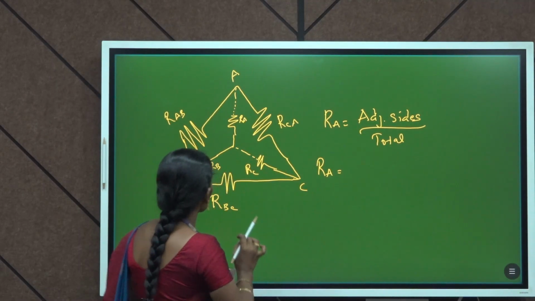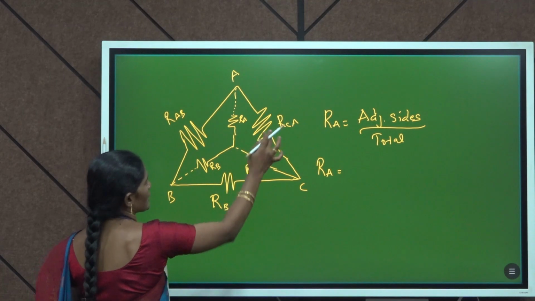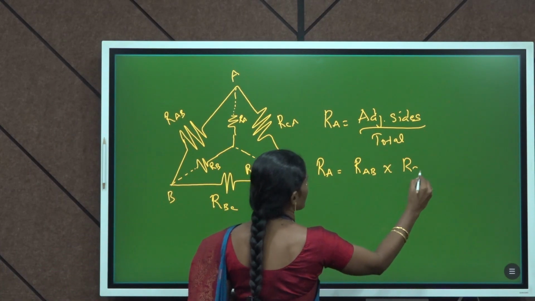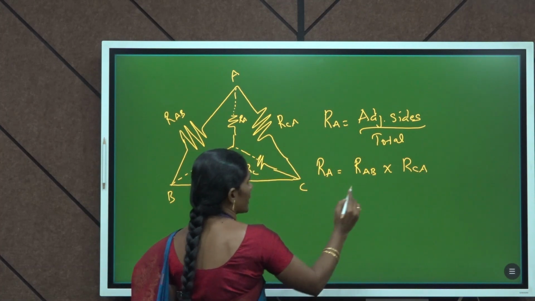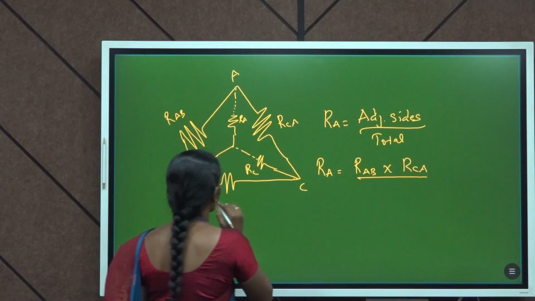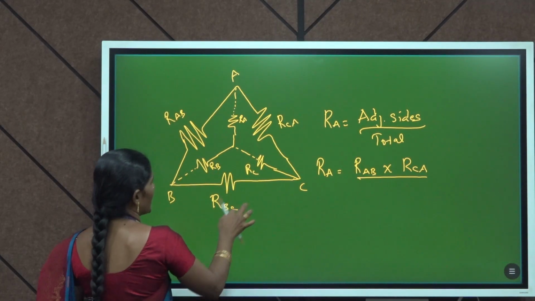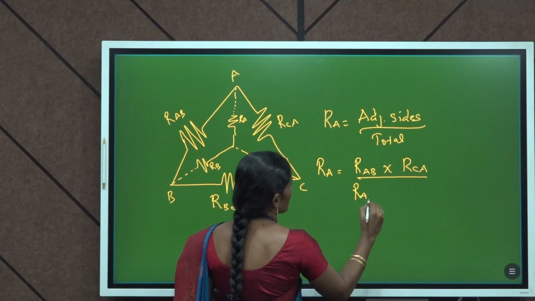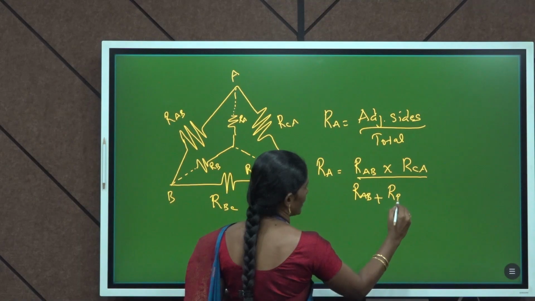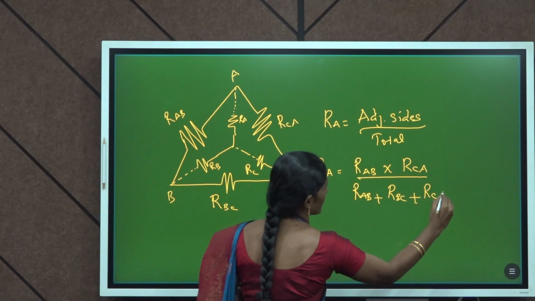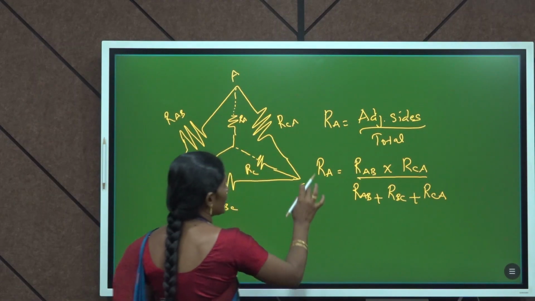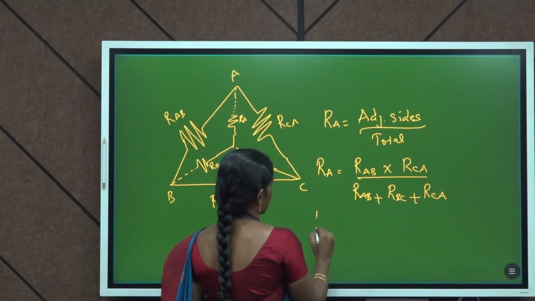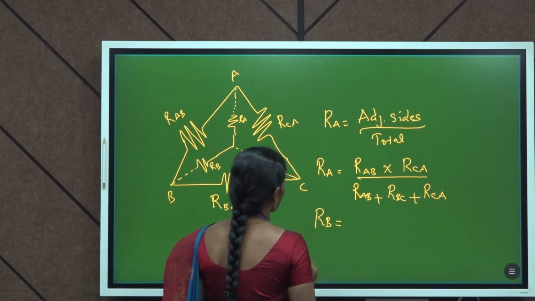First RA. The adjacent sides here are RAB as well as RCA. So RAB multiplied by RCA is the numerator for finding RA, divided by the total resistance, RAB plus RBC plus RCA. The given delta amounts are added. This will be the total resistance. The adjacent sides for RA are RAB and RCA. By using the same rule, we can find RB.